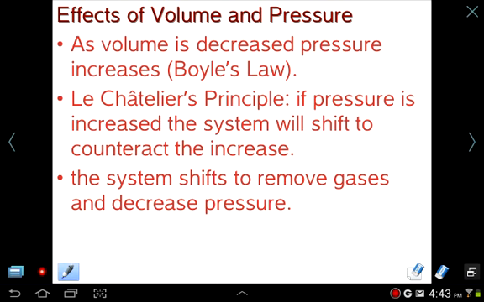The effect of volume is directly related to the effect of pressure, and again, this will apply more to gases. From Boyle's law, we recall that as volume is decreased, pressure is increased. Volume and pressure are inversely related, the only inverse relationship in the gas laws. If pressure is increased, based on Le Chatelier's principle, the system will shift to counteract that increase. It'll try to decrease the pressure, and the way it does that is by removing gases. So it shifts to the side that has less gas.